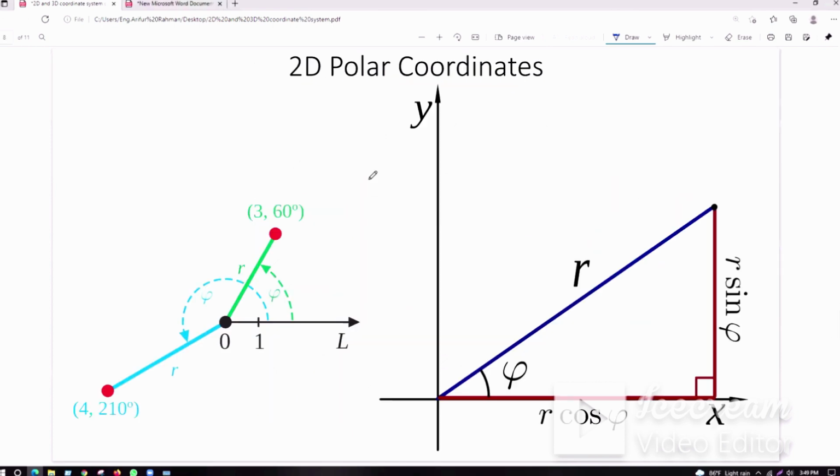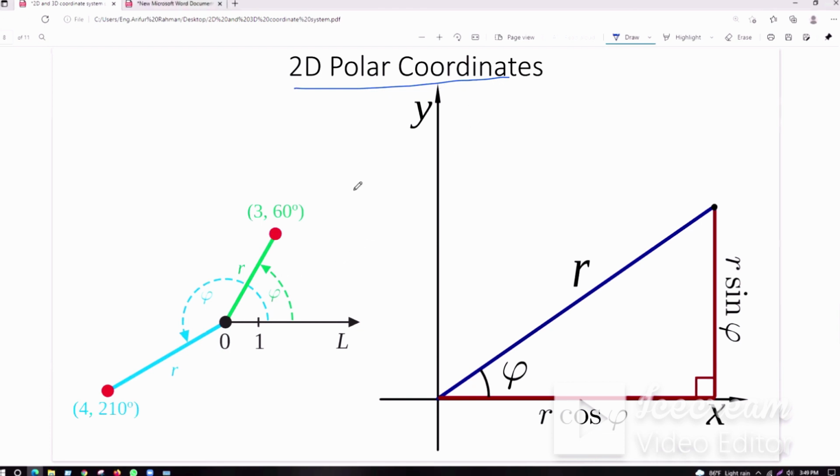Let's talk now about the 2-dimensional polar coordinates. As you know, we have 2-dimensional, 3-dimensional, even up to n-dimensional polar coordinates. So this is the 2-dimensional case.